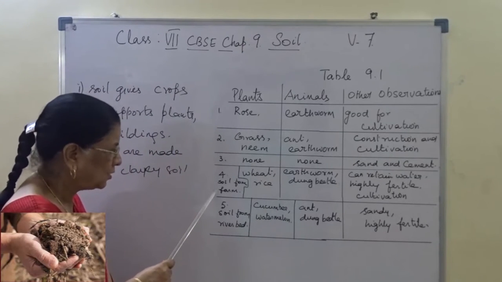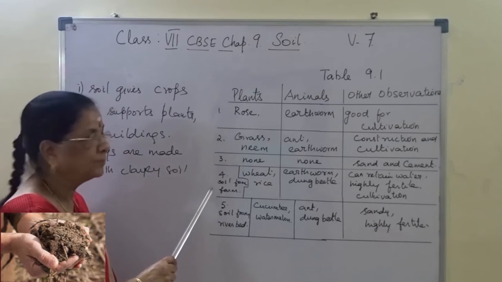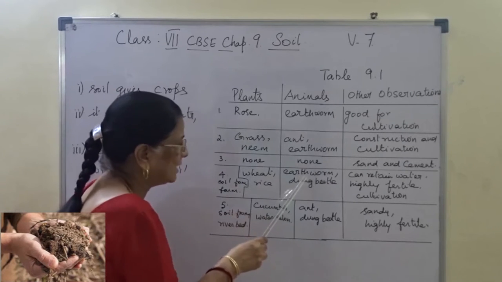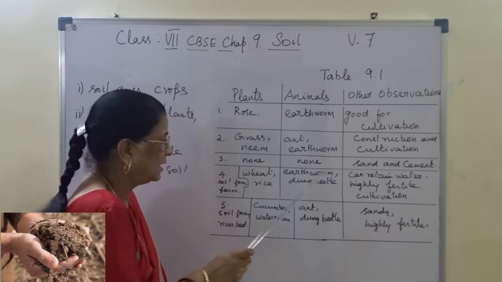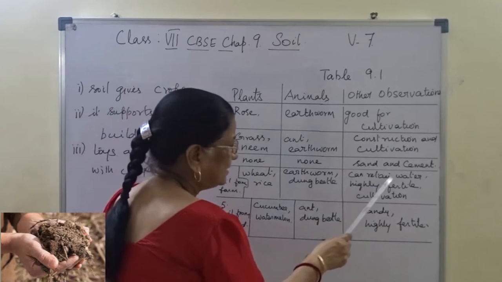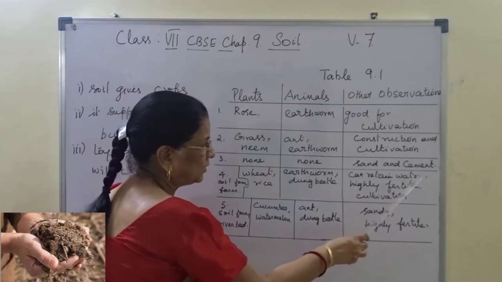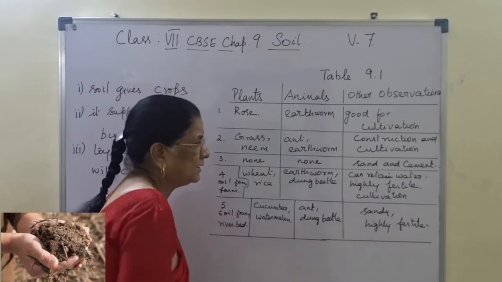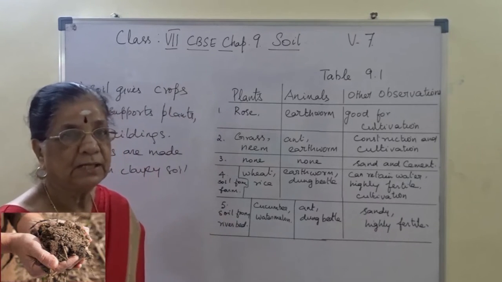Soil from farm, you have to fill up. Plants: wheat and rice. Animals: earthworm and dung beetle. It can retain water for short duration, and at the same time it is highly fertile for cultivation.